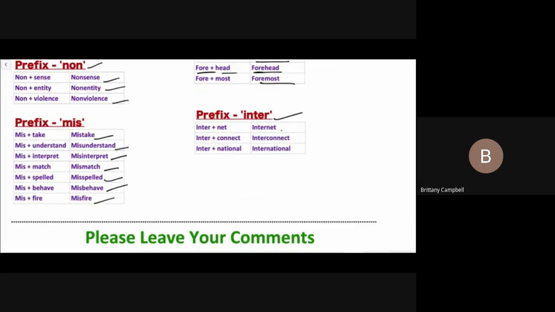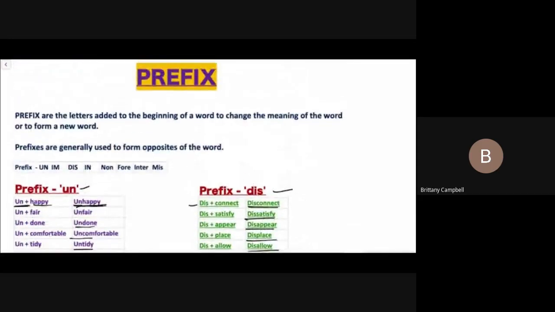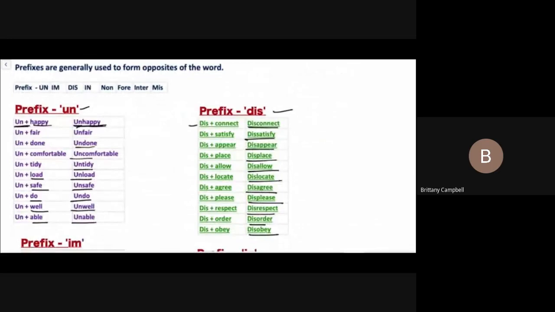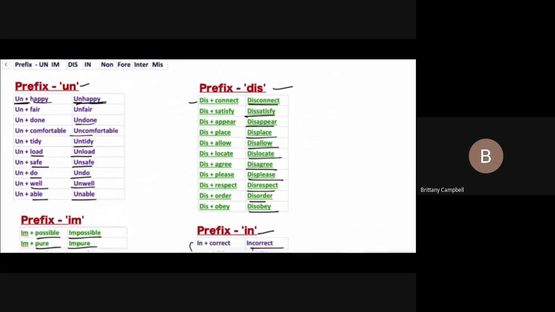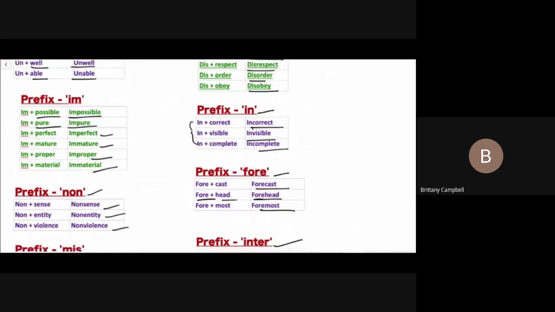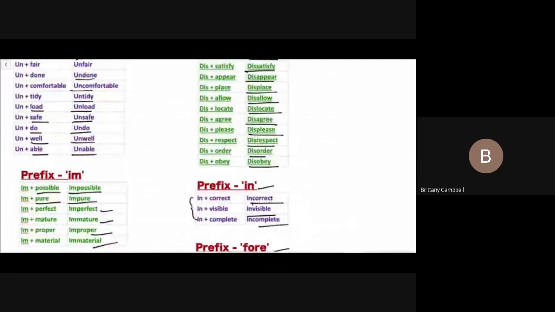Inter plus net, internet. Inter plus connect, interconnect. Inter plus national, international. So, prefixes are the words which are added to the beginning of a word to change the meaning of the word or to form a new word. So, we have seen the prefixes un, dis, im, in, non, for, miss, inter, and there are many more prefixes.